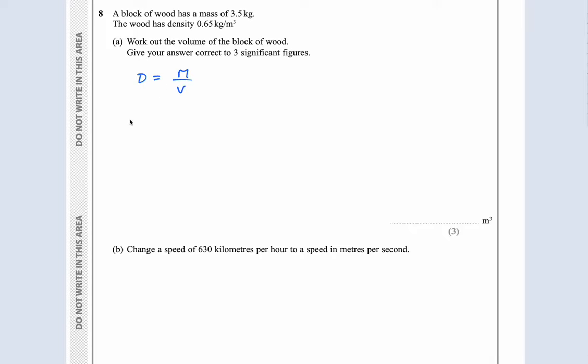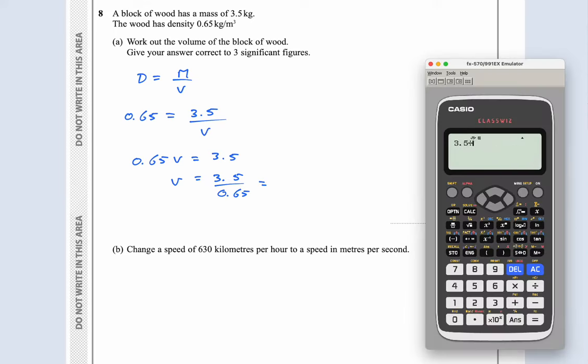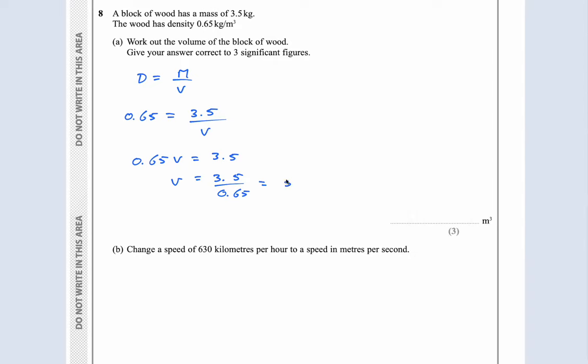Anyway, the density we are given is 0.65. The mass we are given is 3.5. The thing we are not given is volume. Now it's the more difficult one to find because it's underneath the line, but we can solve this by multiplying across by v. That removes our denominator. And then to get v on its own, we divide by 0.65. So it's 3.5 divided by 0.65, 70 over 13, which is 5.38. So 5.38, that's to 3 significant figures.